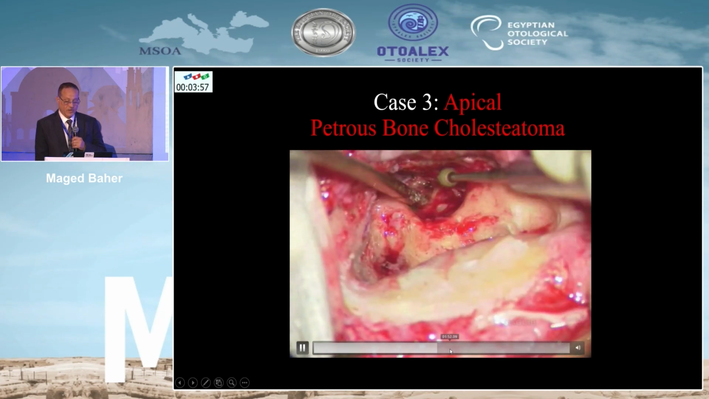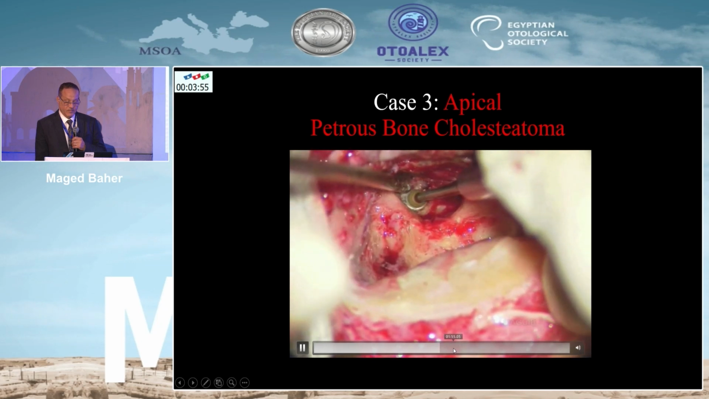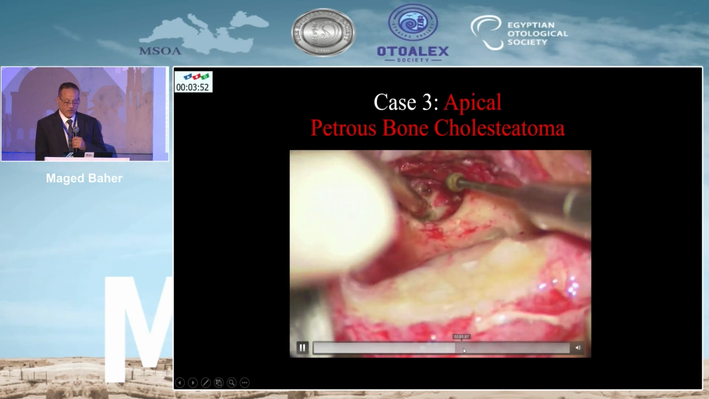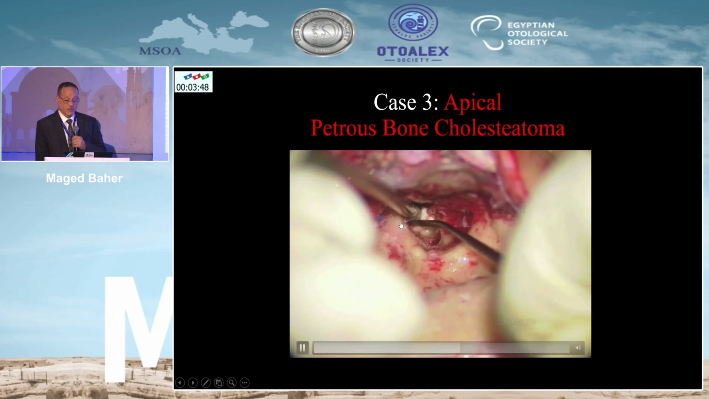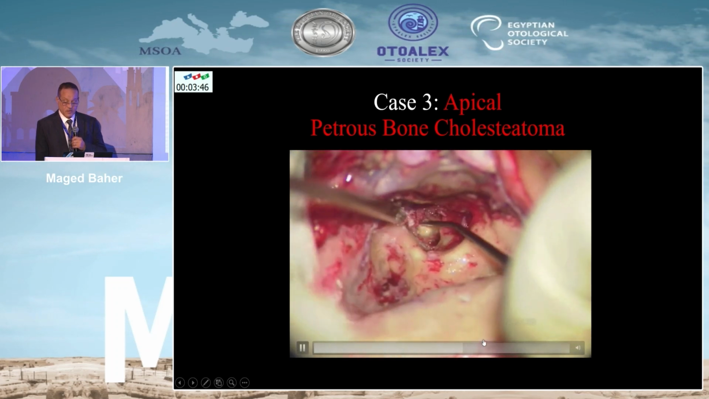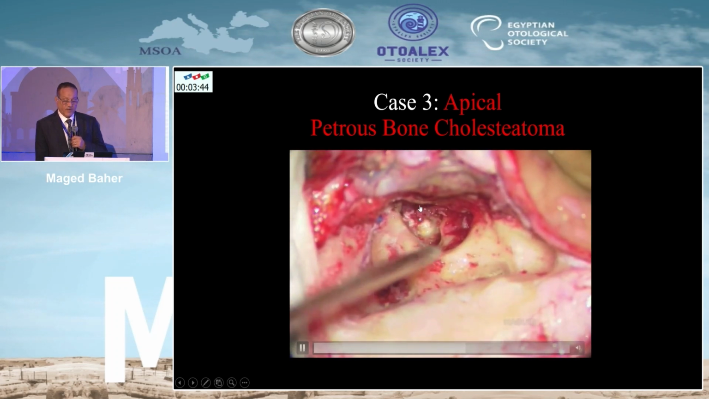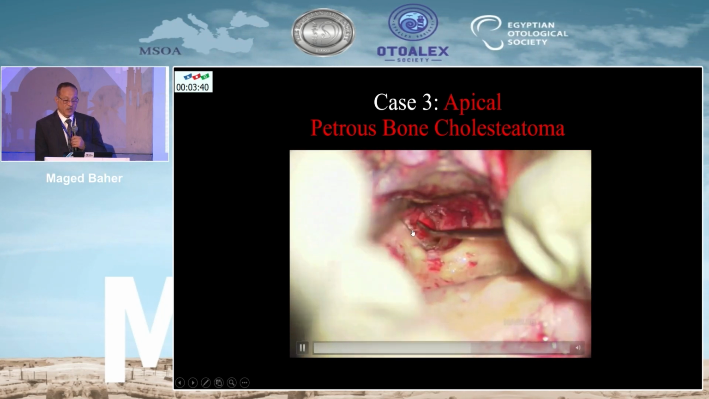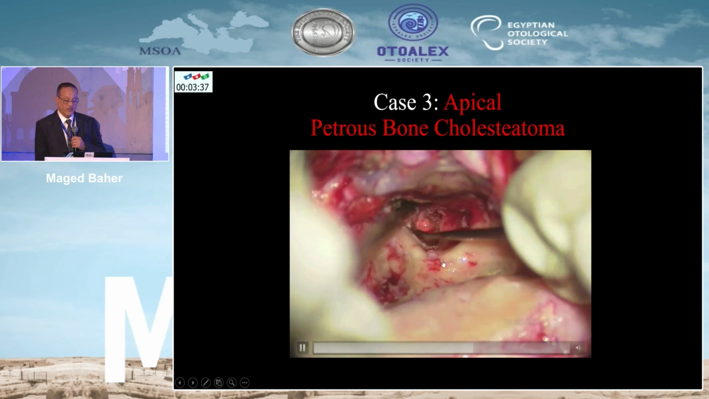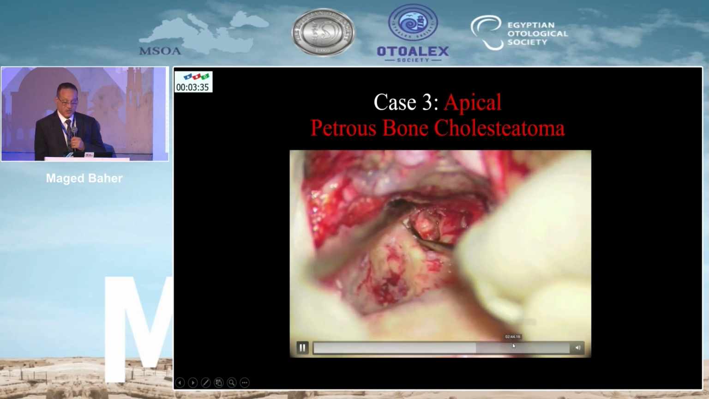Now we have opened the petrous apex. We are now ready to get the cholesteatoma out. Here we go. So here we have the second tube. Here we have the carotid artery. These are the remains of the cochlea, and the facial nerve is kept intact, untouched.